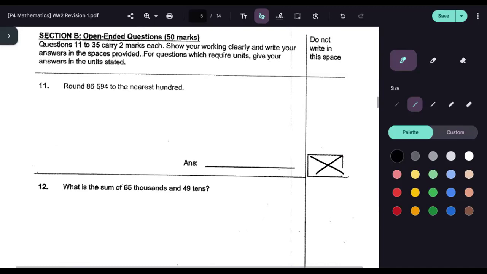Okay, firstly, round 86,594 to the nearest 100. So you write like that, 86594. Where is 100? 100 is here. Anything that is after 100 ends with a 0. Now you consider this digit over here. Okay, when you round, it will be 8, 6, and because it's bigger than 5, you round up, so it will be 600.